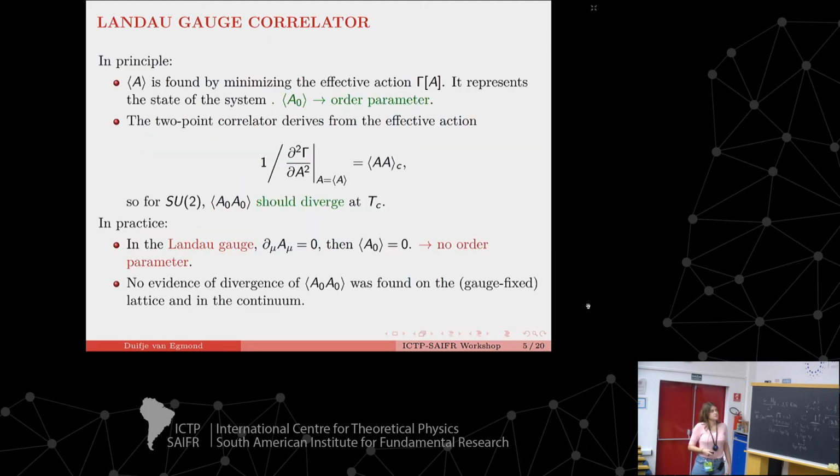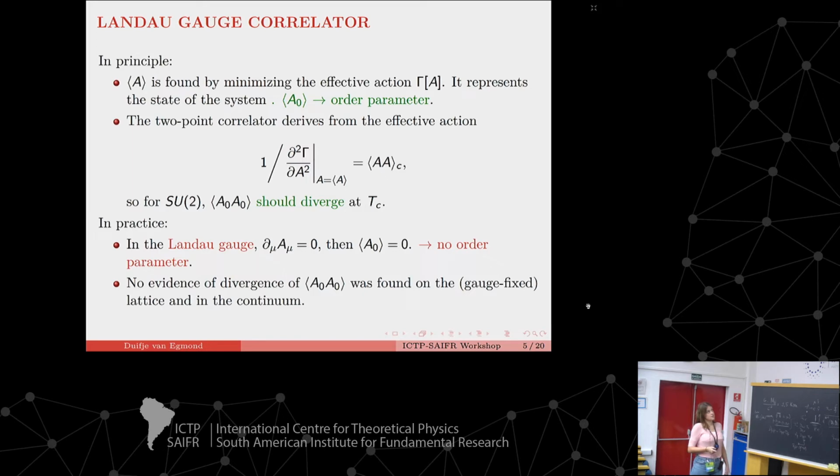Now, this question has been mainly addressed in the Landau gauge, and in principle, what we should find is that the one-point function for A is found by minimizing the effective action. And it therefore represents the state of the system, and this makes A0, or the expectation value of A0, an alternative order parameter for the Polyakov loop, which can distinguish between center symmetric and center broken states.